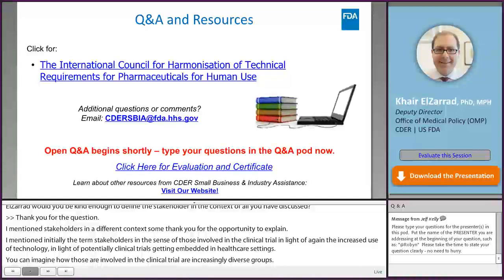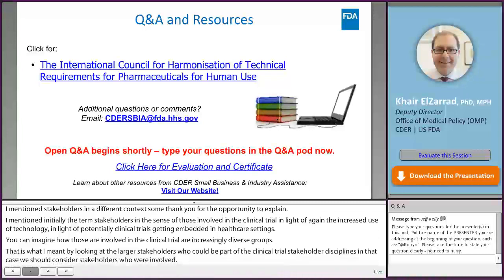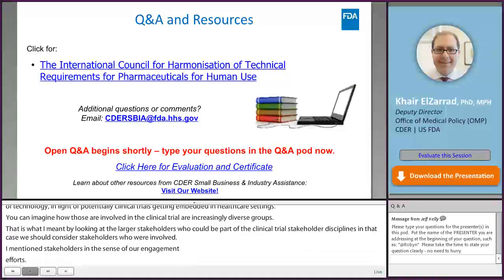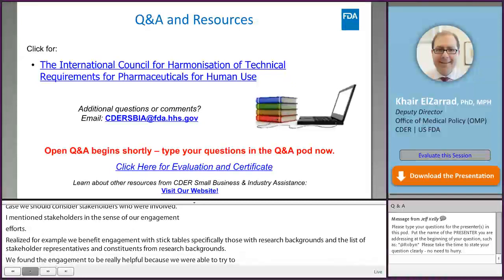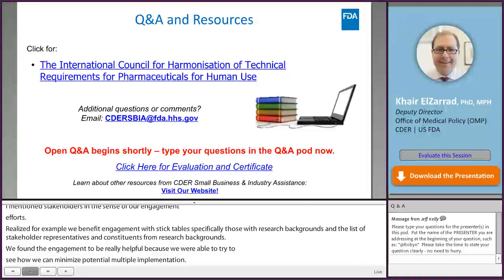Now, I mentioned also stakeholders in a sense of our engagement efforts. We realize, for example, that we would benefit from engagement with stakeholders, specifically those from academic research background. And I've showed the list of our current stakeholder representatives. We call them the stakeholder representatives as they represent groups and constituents from the research backgrounds. And we found that engagement to be really helpful because we were able to bounce certain language with them and try to see how we can minimize potential multiple interpretation. So in that sense, we have those stakeholders groups that I mentioned, those who are involved in a clinical trial at large, but also I mentioned stakeholders in the context of our engagement efforts. I hope that helps a little bit.